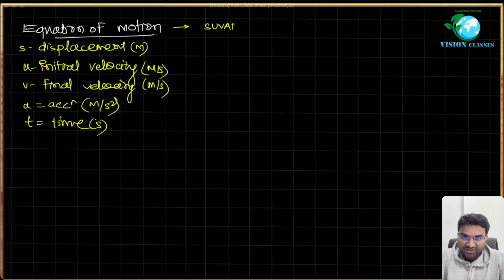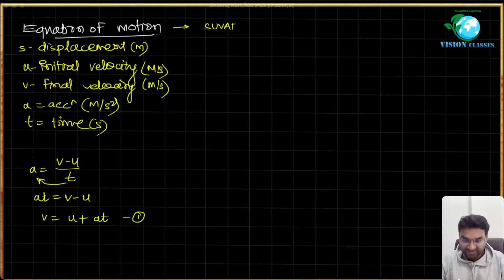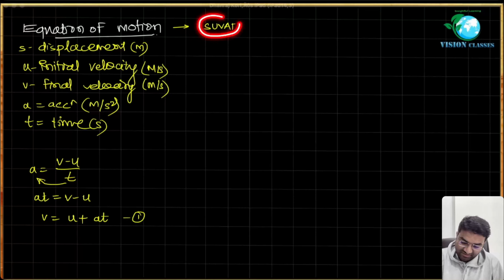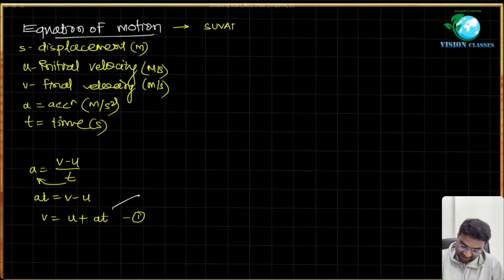Then we'll start with the basic acceleration equation: a is equal to v minus u upon t. This is the first equation. But we have to make v the subject. So transferring t to the left, at is equal to v minus u, and v is equal to u plus at. This is the first equation. If you analyze these five letters, which one is not there? s is not there, right? Whenever you don't have s, meaning the displacement is not there, you can use this equation straight away.